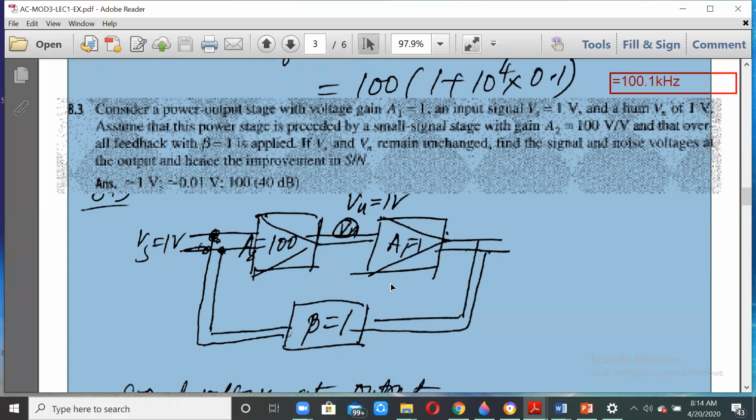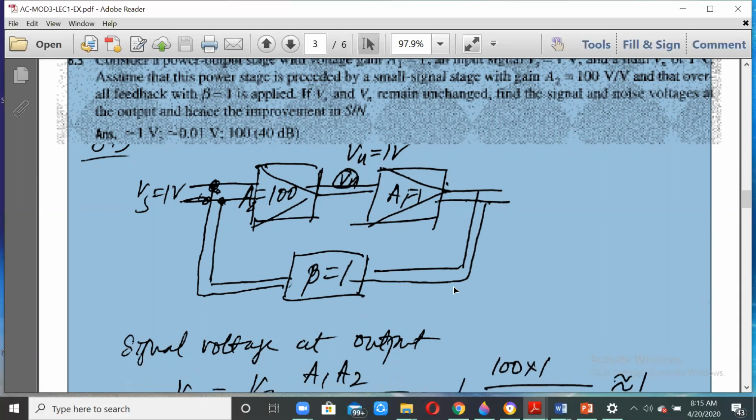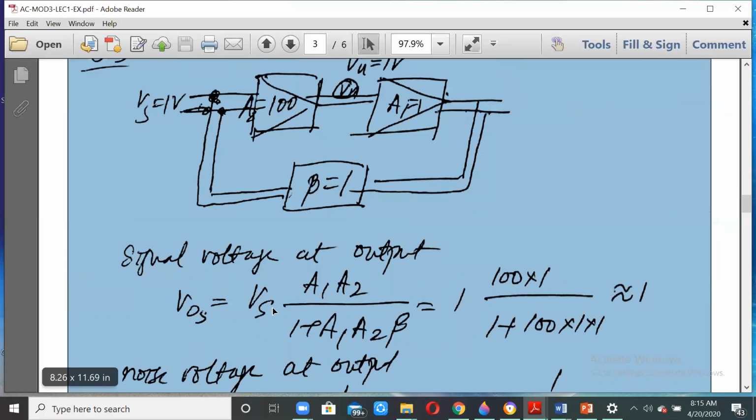So now we have this circuit over here. This is A2, this is A1, this is beta equal to 1. This is the noise source which is entering at the center of this, and that will give us V0S is equal to Vs into A1A2 divided by 1 plus A1A2 beta. So Vs is given as 1 volt, 100 into 1, A1 is 1 and A2 is 100, divided by 1 plus 100 into 1, that will give 100 by 101, which is approximately equal to 1 itself.